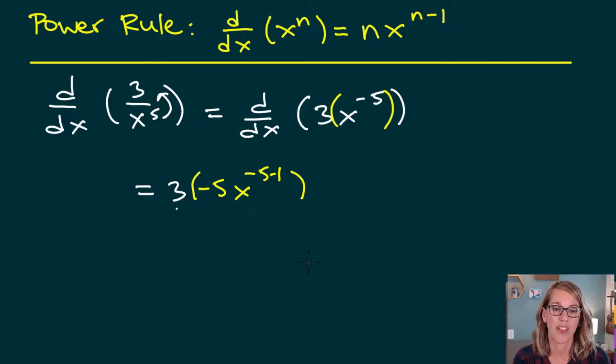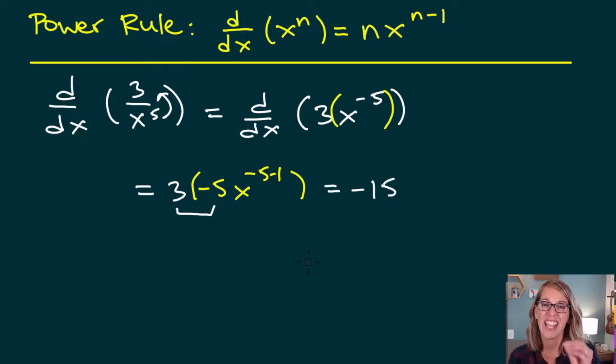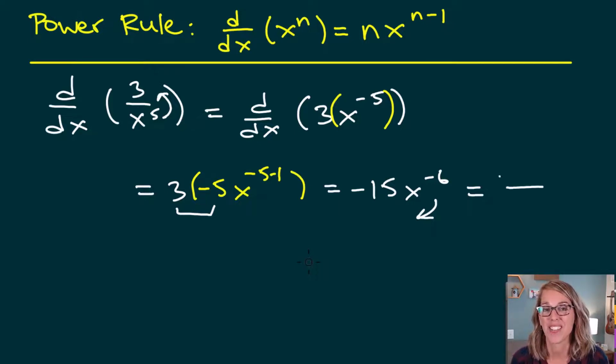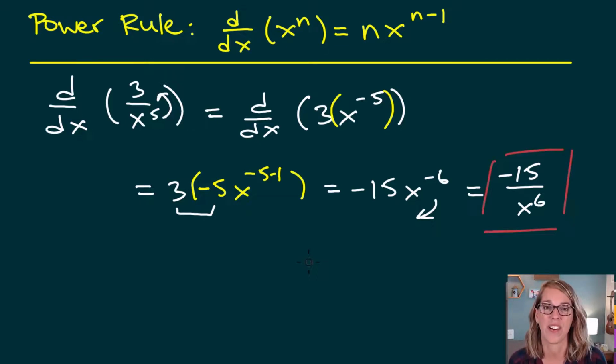As I simplify what we've got, 3 times negative 5 is negative 15. Negative 5 minus 1 is going to give me a power of negative 6, and I know I can bring that negative 6 down into a denominator. So here comes our answer. Negative 15 is going to live in the numerator, and then x, I'm going to change that to a positive 6, lives in the denominator of our answer. So we can play around with these powers in order to get to that power rule.